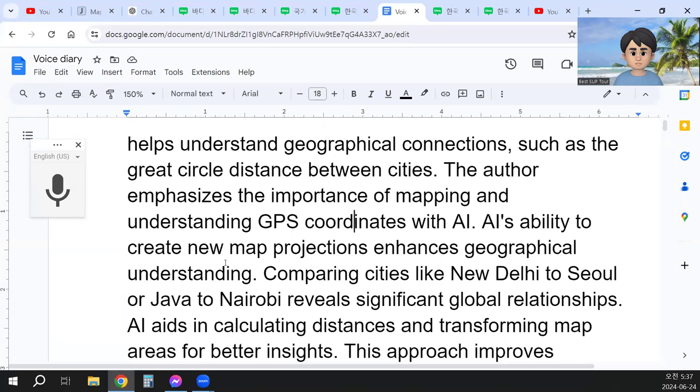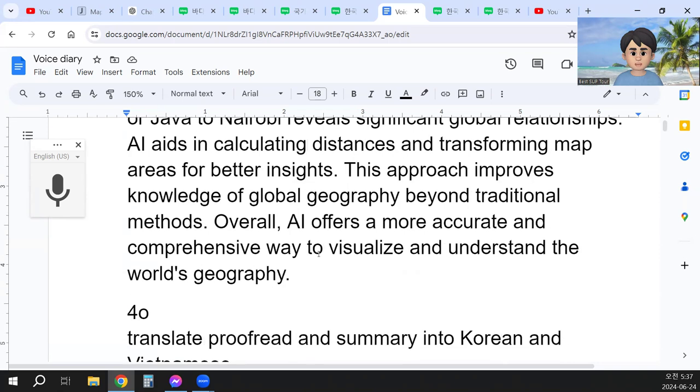AI's ability to create new map projections enhances geographical understanding. Comparing cities like New Delhi to Seoul or Java to Nairobi reveals significant global relationships. AI aids in calculating distance and transforming map areas for better insights. This approach improves your knowledge of global geography beyond traditional methods. Overall, AI offers a more accurate and comprehensive way to visualize and understand world geography.